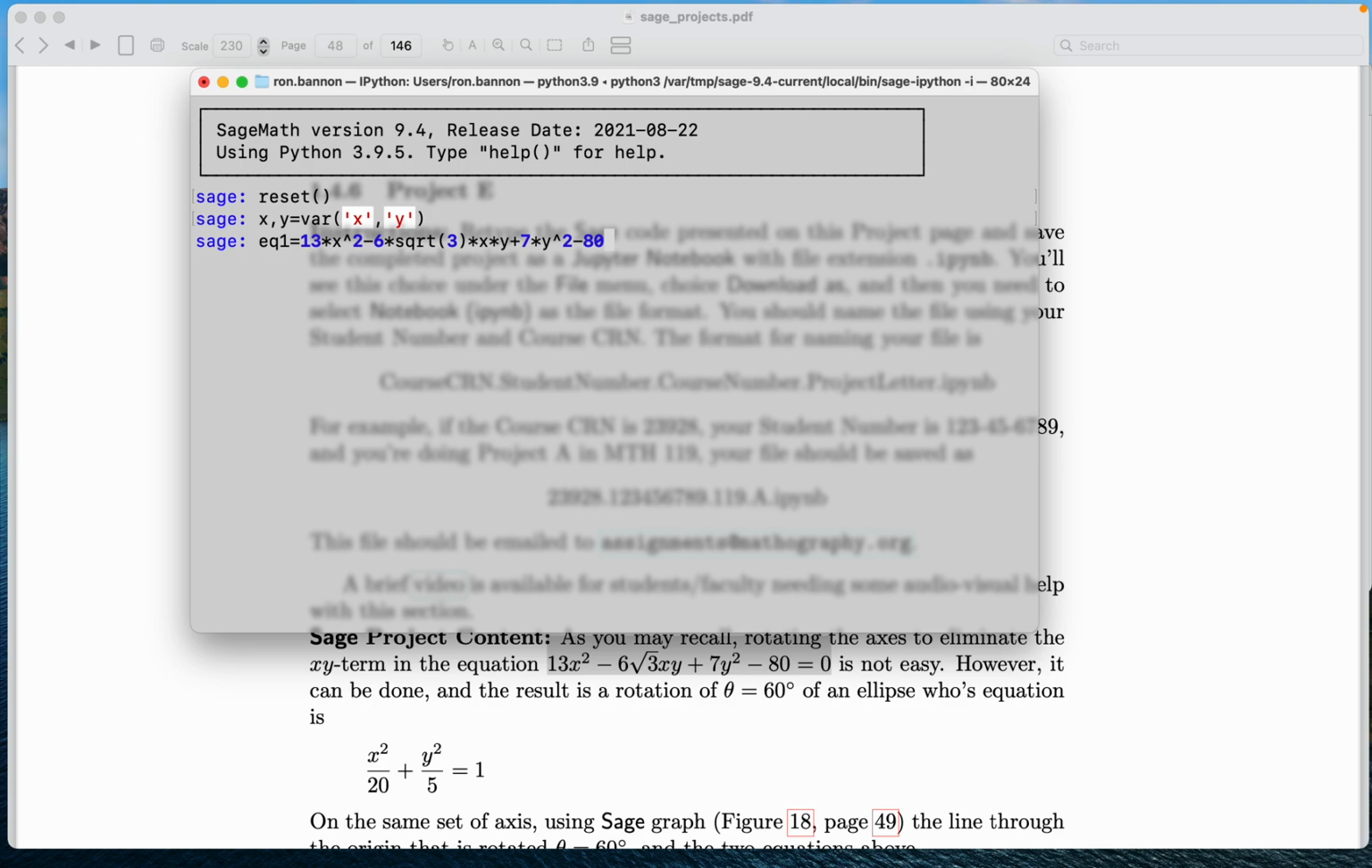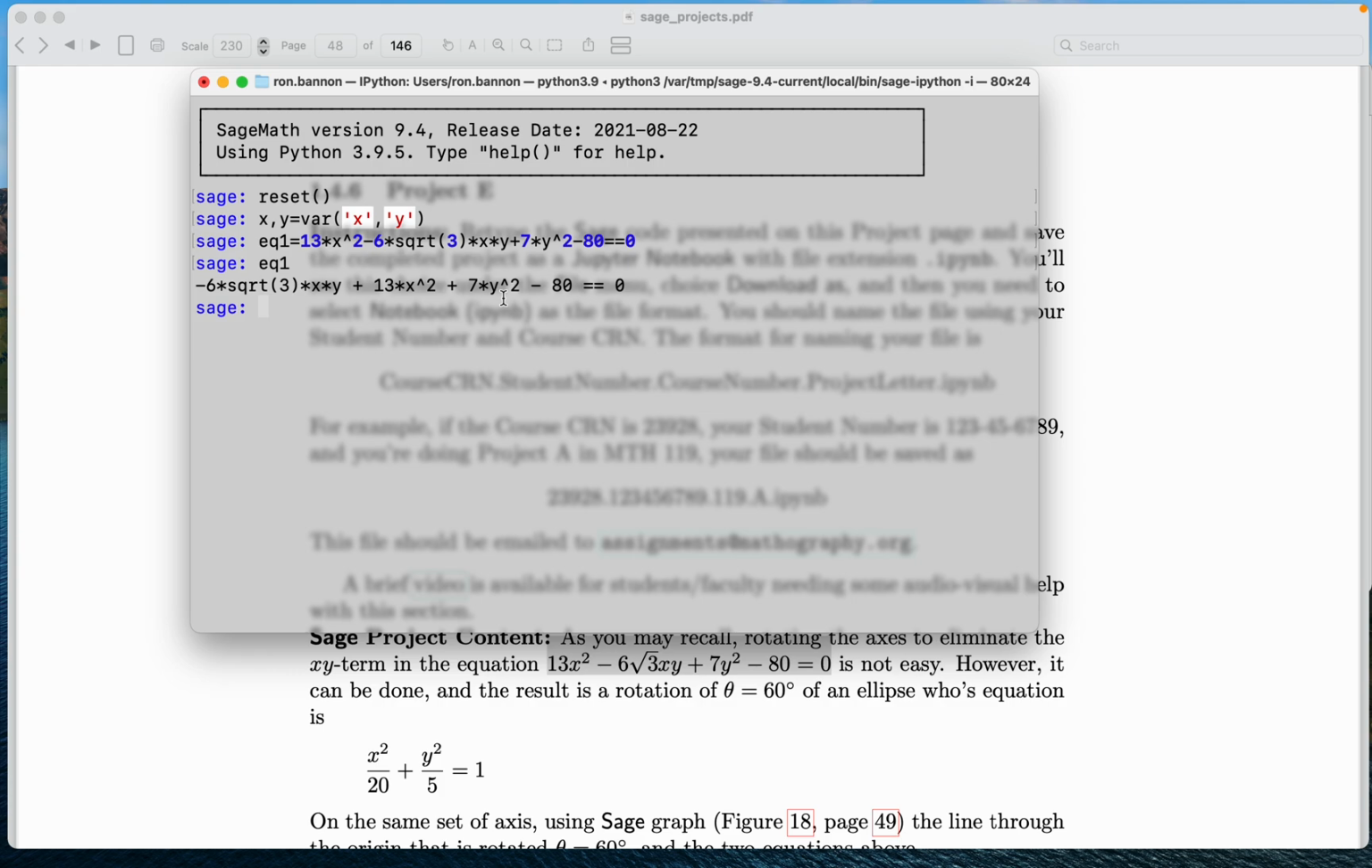Now remember, an equation is indicated by two equal signs. And if I make a mistake, it'll say I made a mistake. It looks like I didn't make a mistake. I'm going to display equation 1 for you, to show you what it looks like. It says, well, they reordered it. Yeah, maybe, but it's not a big deal for me. I see the minus 6 square root of 3xy. I see 13x squared. Plus 7y squared. Minus 80 is equal to 0.